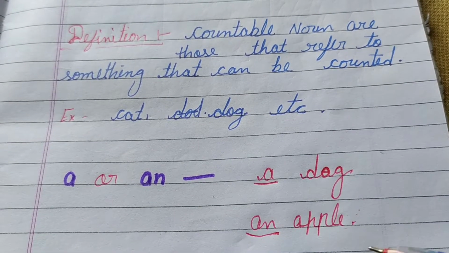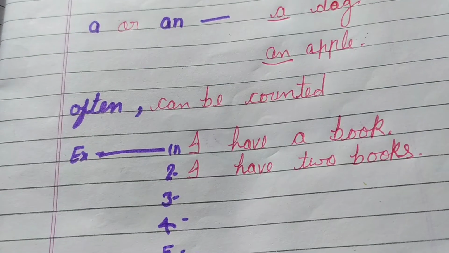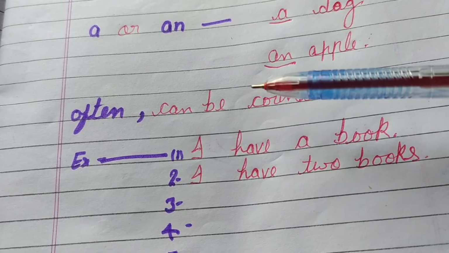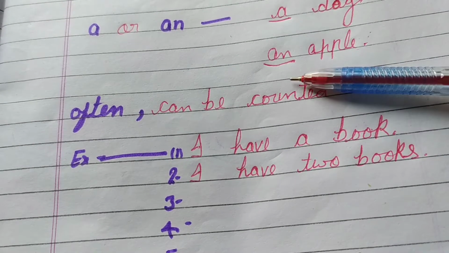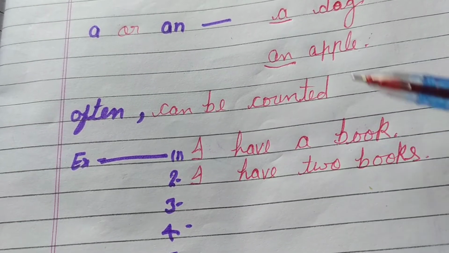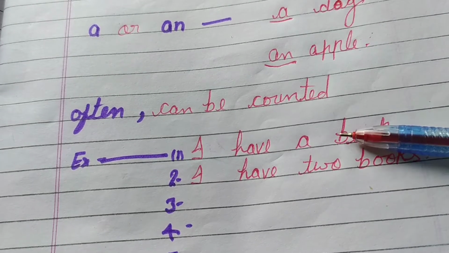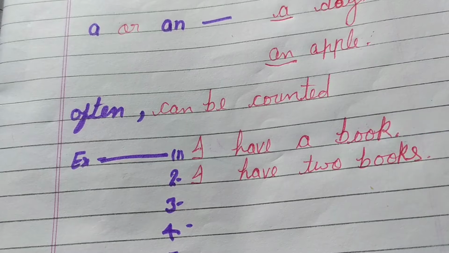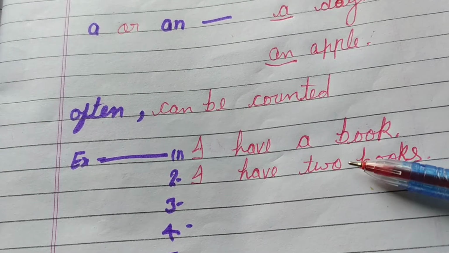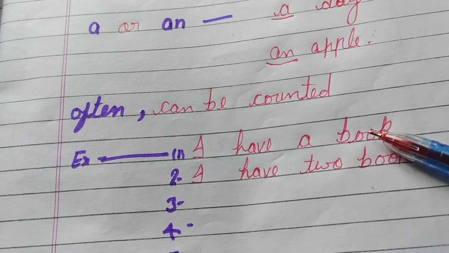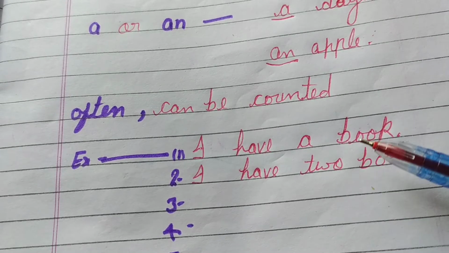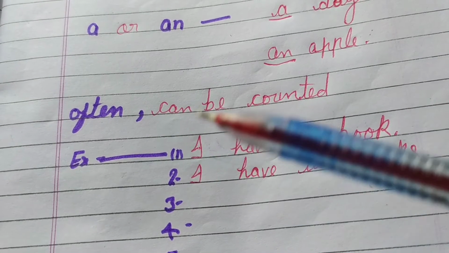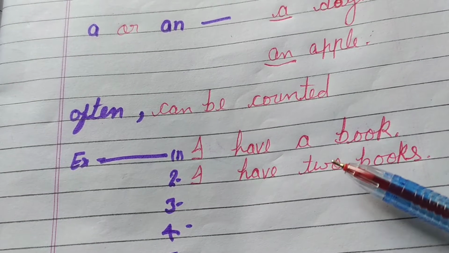So we can say, for example, I have an apple, I have an egg, like this. The second thing you need to know is that with countable nouns, a lot of the time we can count them. Okay, so a countable noun is something you can count, usually a thing, an animal, or a place. It's something you can count.